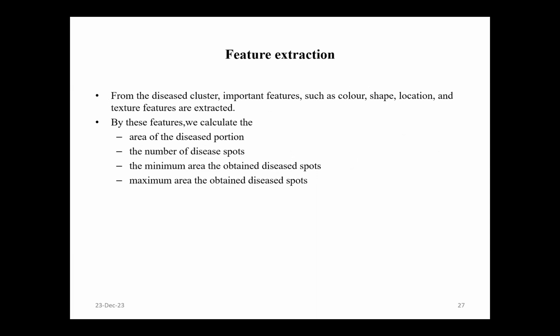And then the next step is feature extraction. From the disease clusters, the important features such as color, shape, location, and texture features are extracted. It looks simple, with only color, shape, location, and texture, but again there are a number of classes in the colors, the shape, the location, and the textures, which I have not mentioned here to make it simple. By these features, we calculate the area of the disease portion, the number of disease spots, the minimum area of the obtained disease spots, and the maximum area of the obtained disease spots.